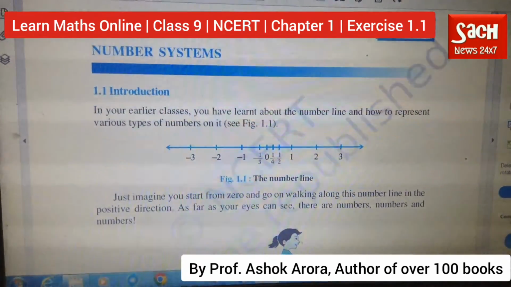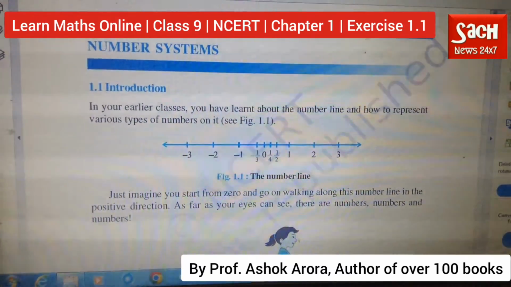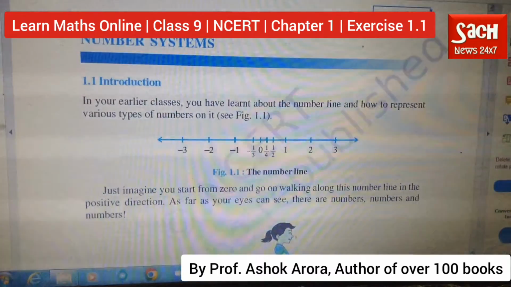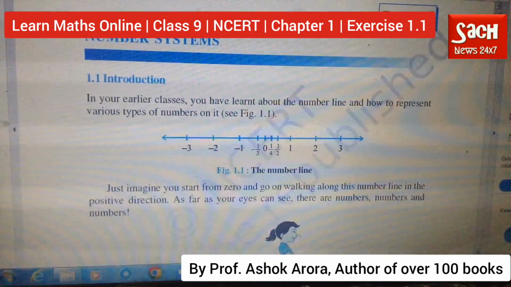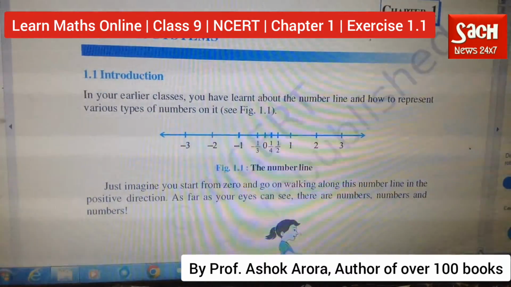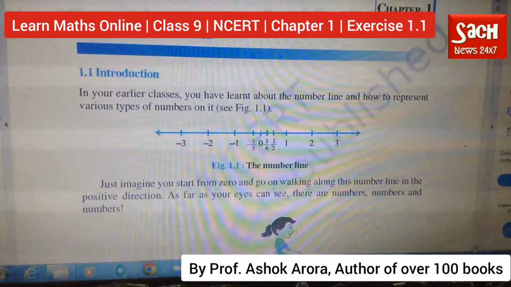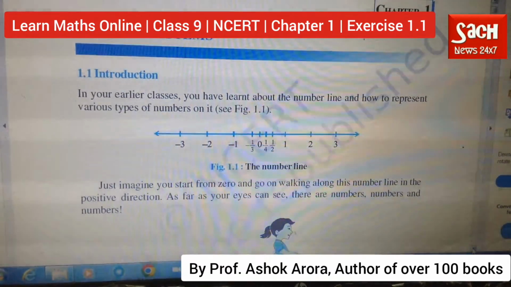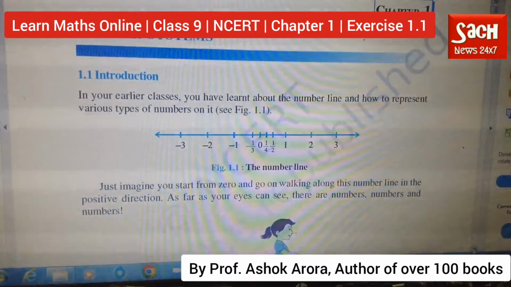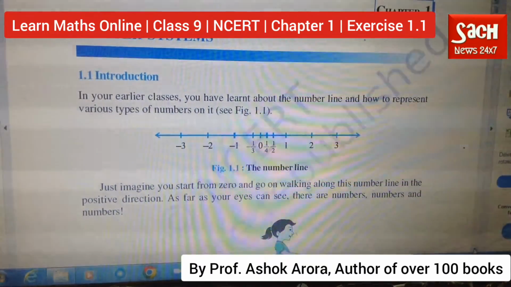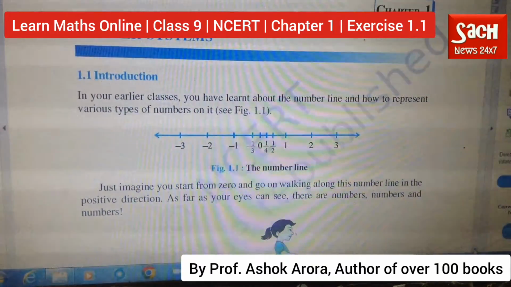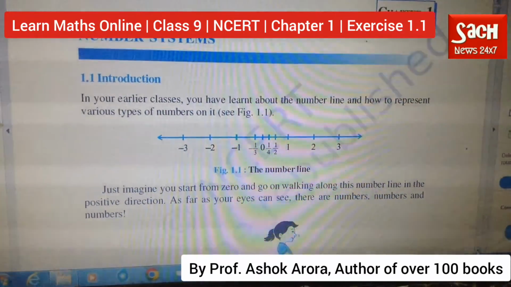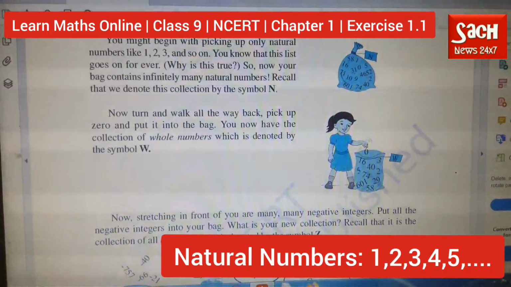Introduction. In your earlier classes, you have learned about the number line and how to represent various types of numbers on it. Just imagine you start from 0 and go on walking along this number line in the positive direction. As far as your eyes can see, there are numbers, numbers and numbers. So you have learned the number line in your earlier classes, and in today's class we will learn different number systems. There are different number systems.